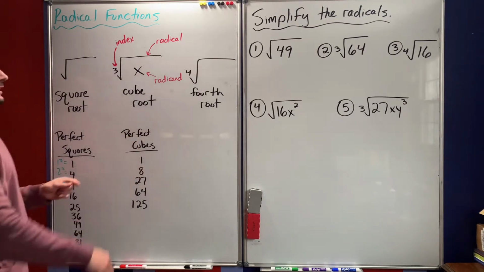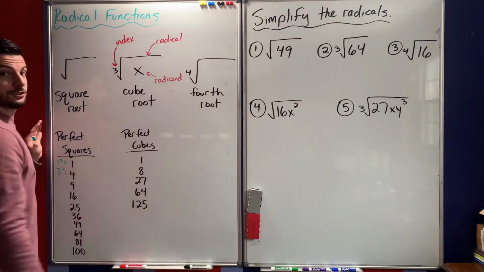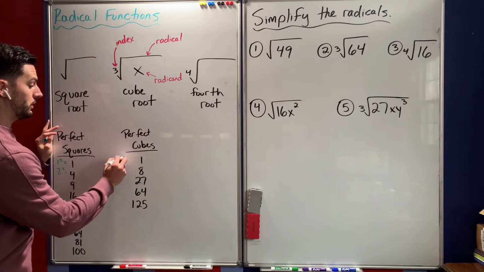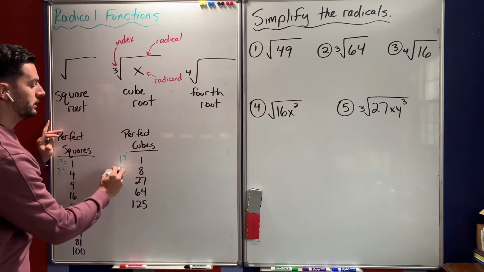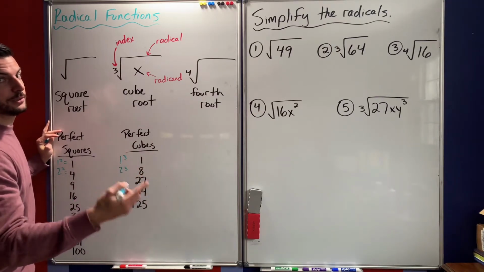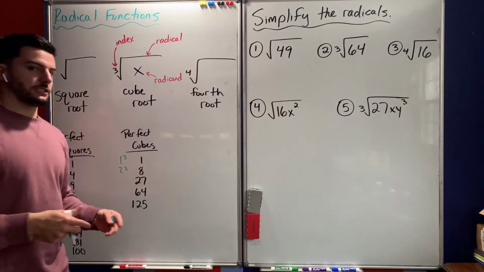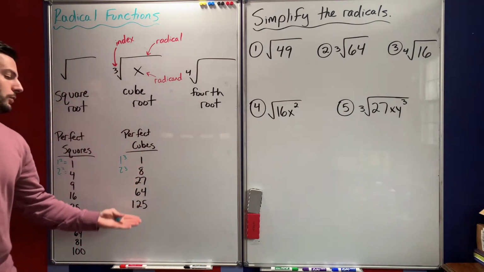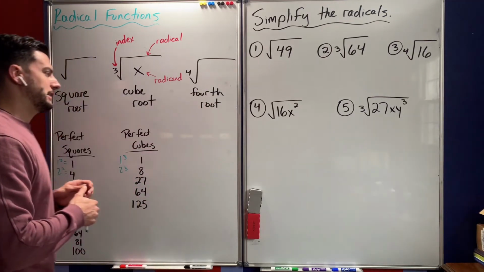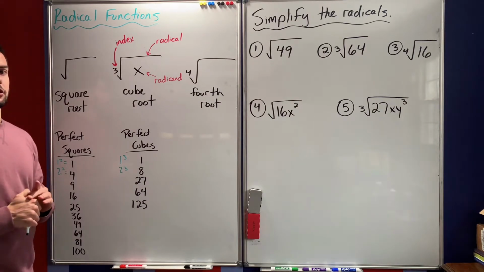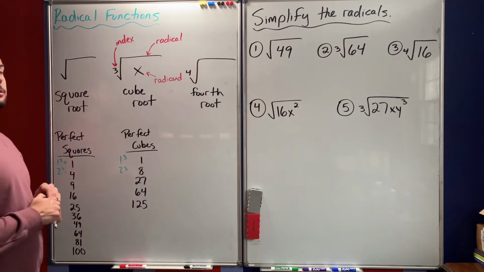The perfect cubes are also helpful to know. Obviously these numbers are bigger. 1 cubed, 1 times 1 times 1, would still be 1. 2 cubed, or 2 times 2 times 2, would be 8. 3 times 3 times 3, or 3 cubed, is 27, and so on. So we have our perfect cubes. We do have perfect fourths as well. It's not as important that we list all those out, but it's really helpful, especially as we simplify some of these.